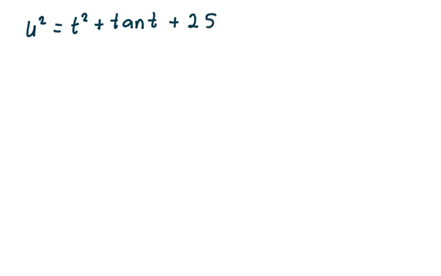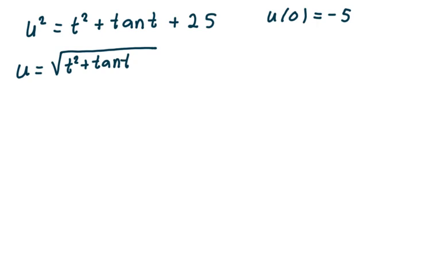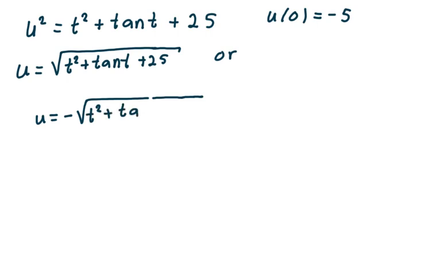Now, to get full credit, we have to solve for u. That's going to be the tricky part. Remember that u of 0 is equal to negative 5. So you have really two choices. Either u is the square root of t squared plus tangent t plus 25, or u is negative the square root of t squared plus tangent t plus 25.